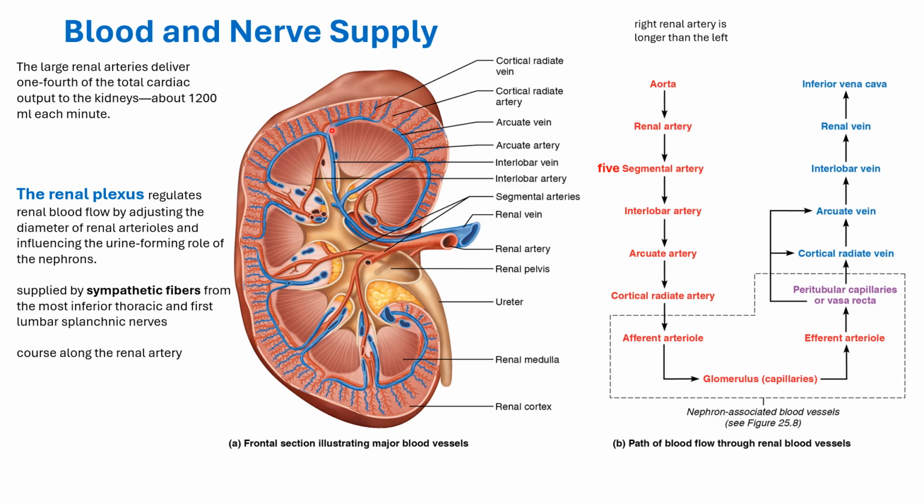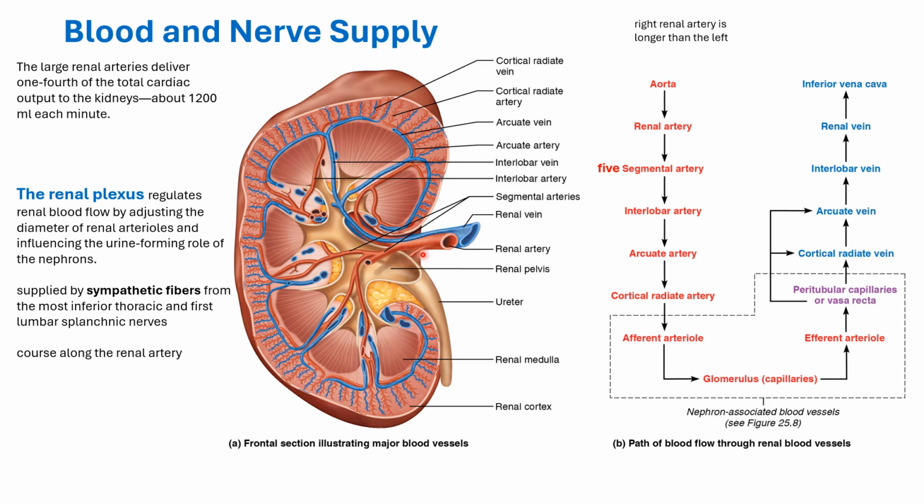they make the cortical radiate vein. This thin one is the cortical radiate vein. Many cortical radiate veins join to form the arcuate vein, and the arcuate vein makes the interlobar vein, and interlobar veins come together and form the renal vein, which drains into the inferior vena cava.